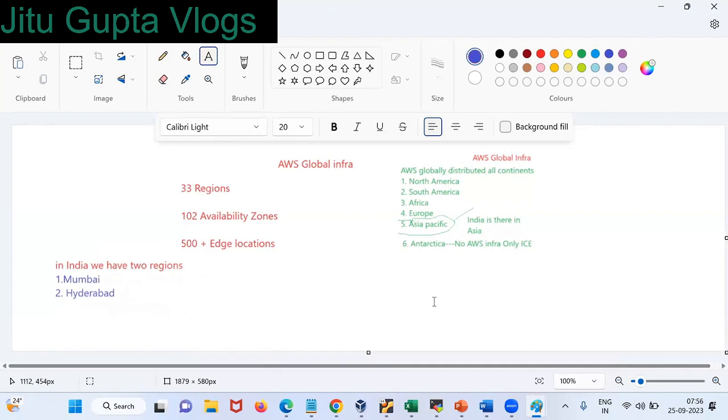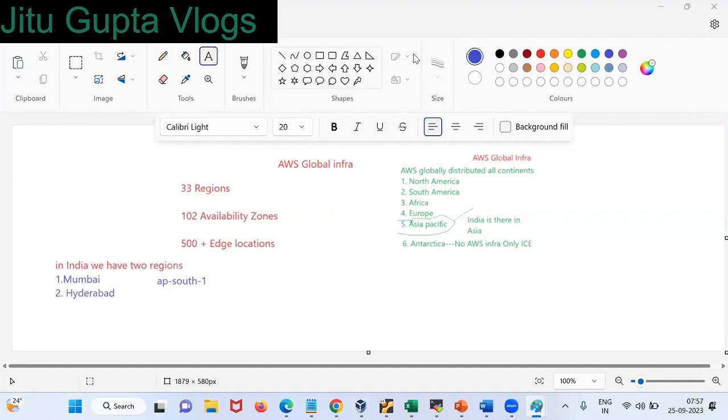So every region has a code. Mumbai has a code, Hyderabad has a code, and availability zones also have codes. Based on the code only, we can work. Okay. What is the code for Mumbai? AP South 1. Can anyone describe what AP is? AP is nothing but Asia Pacific, right? We learned that in Asia Pacific, India is there. That's the reason I'm mentioning AP here. South, why?